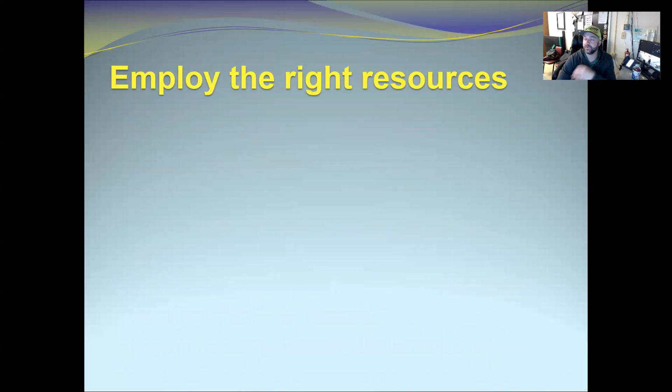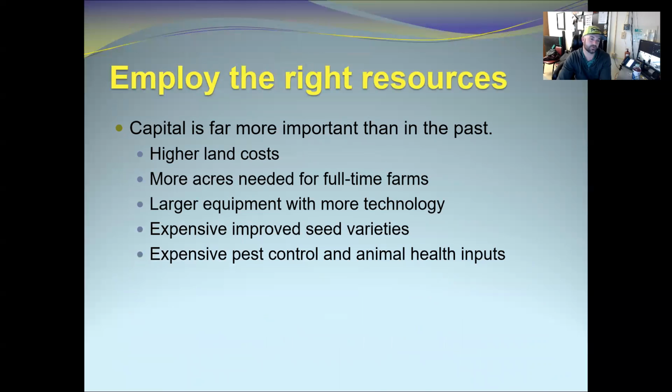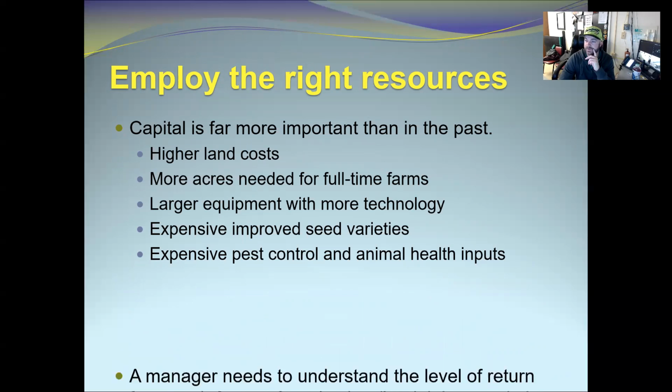So, employ the right resources. Capital is far more important than in the past. You have higher land costs, more acres needed for full-time farms, larger equipment with more technology, expensive improved seed varieties, and expensive pest control and animal health inputs.